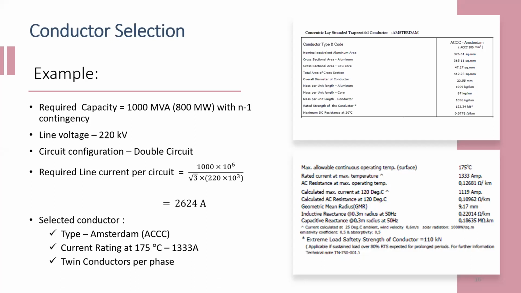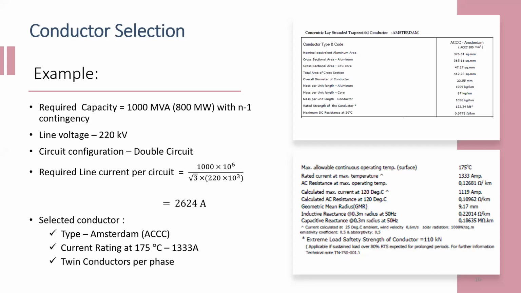So in order to cater for the 2624 amps line current per circuit, we have to use twin conductors per phase. Like that, depending on your requirement, depending on your required capacity, you have to select the conductor appropriately.